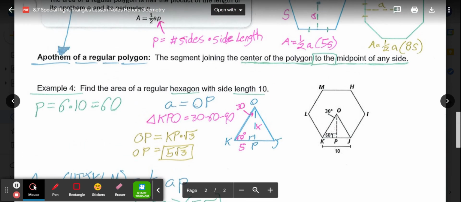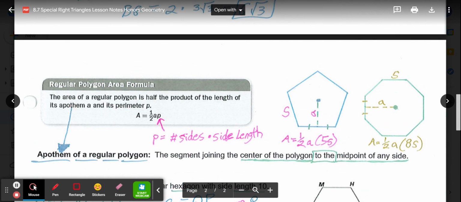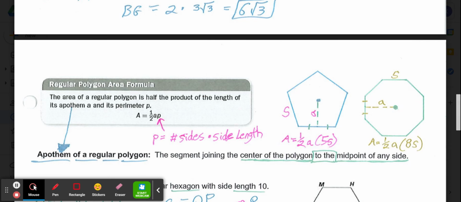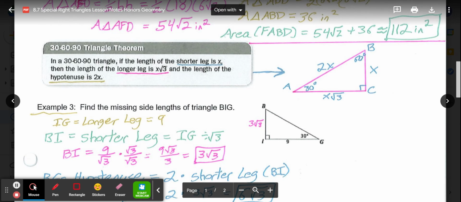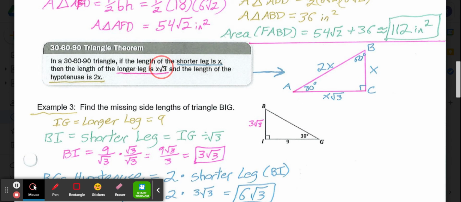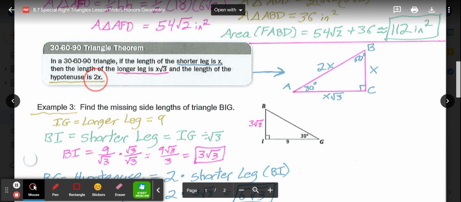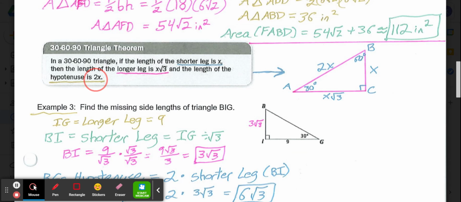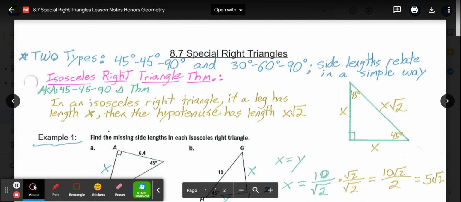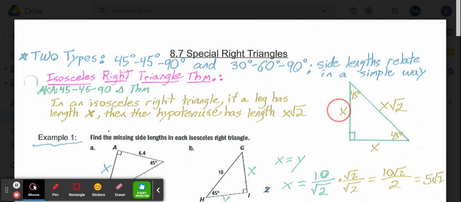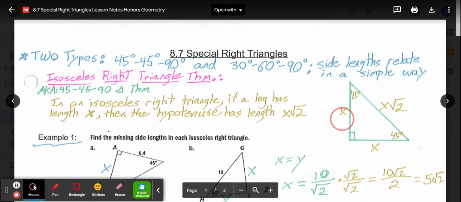So really our lesson comes down to 3 main ideas. The regular polygon area formula: area is 1/2 the apothem times perimeter. Our 30, 60, 90 triangle theorem: shorter leg is x, longer leg is x square root of 3, hypotenuse is 2 times the shorter leg of x. And then our isosceles right triangle theorem, or 45, 45, 90, where if our legs measure x, the hypotenuse is x times the square root of 2.